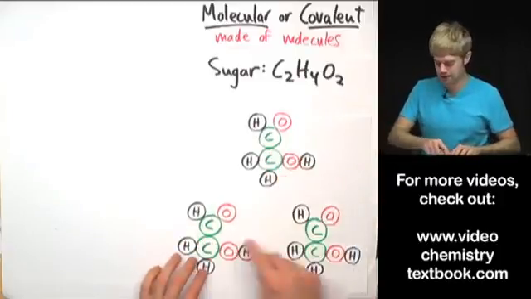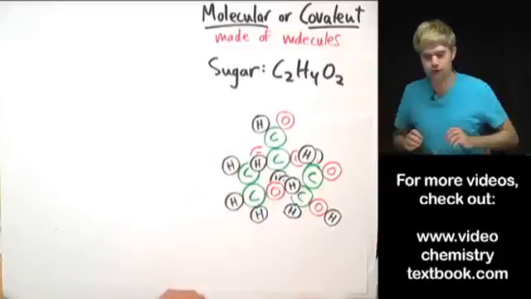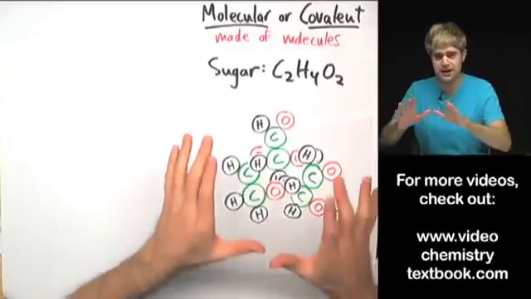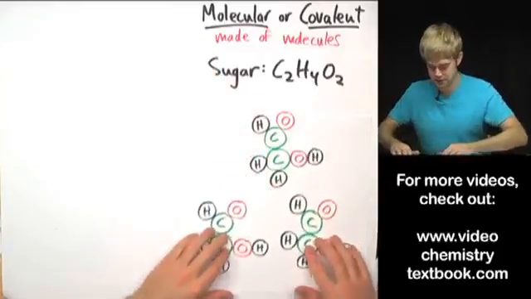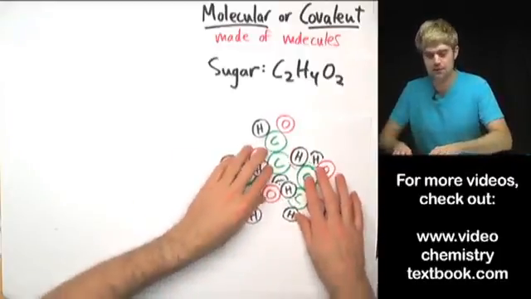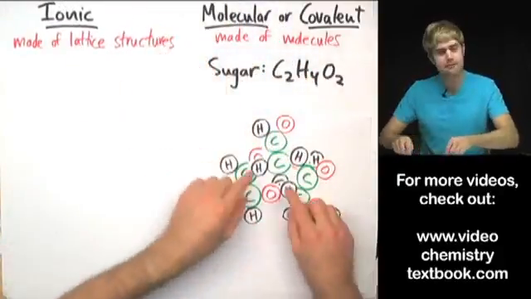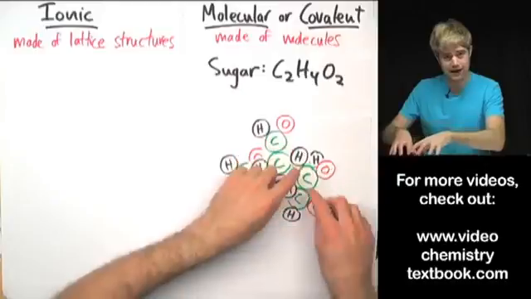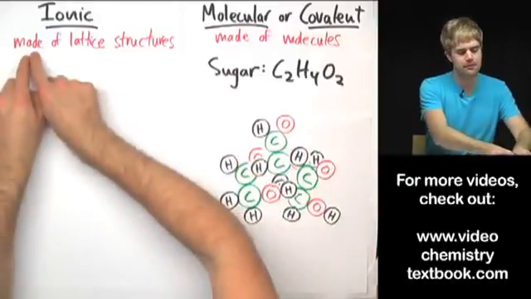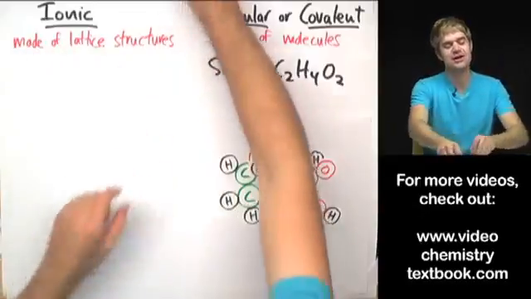It would look like a number of different sugar molecules that have all come together and formed a clump here. Okay, but the big deal here is that these molecules are individual clumps of atoms that then come together to make stuff. On the other hand, ionic compounds, they're not made of clumps of atoms like molecules. They're made of what we call lattice structures.